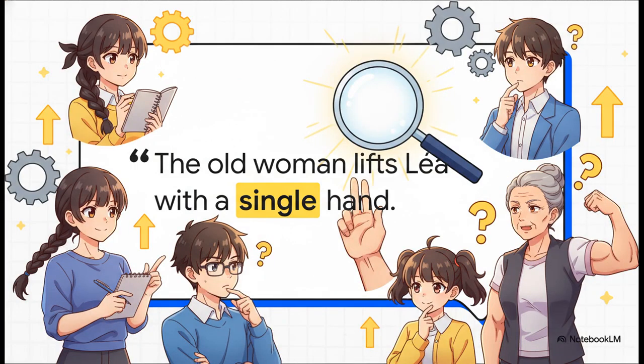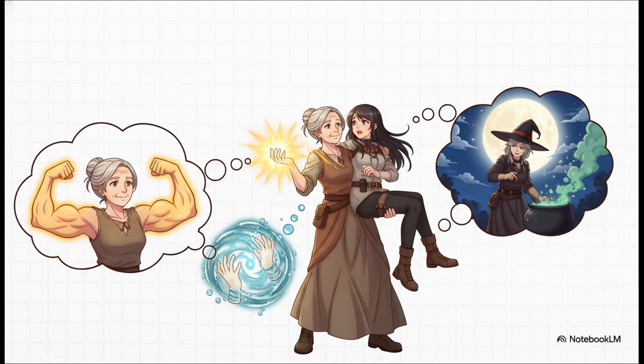Now wait a minute. Let's look at that exact same sentence again, but this time with our detective eyes. The old woman lifts Leah with a single hand. What does this imply? What is the hidden information we can pull from this one simple action? And boom! This is where the magic happens. The text never says she's strong, but come on, lifting a person with one hand? We deduce that she is incredibly strong. The text doesn't say she's magical, but that's not normal strength for an old woman, is it? So we can start to guess she might have powers. Maybe she's even a witch. None of that is written down, but it's all communicated through that one little clue.